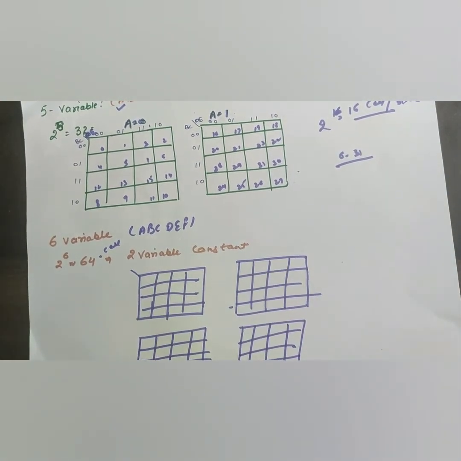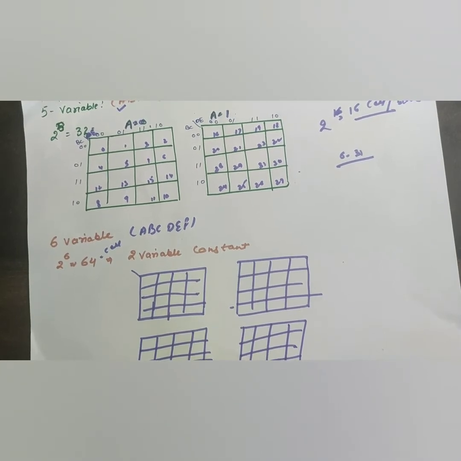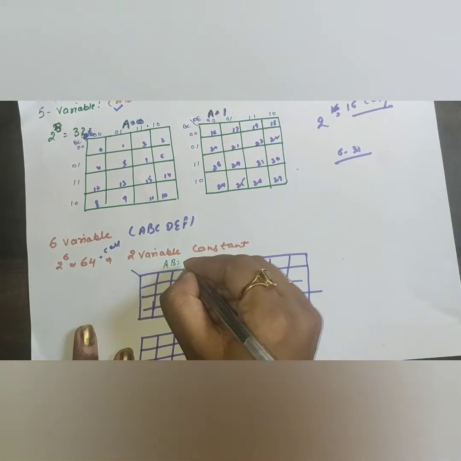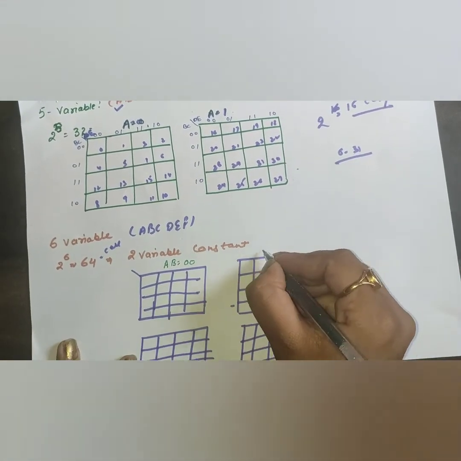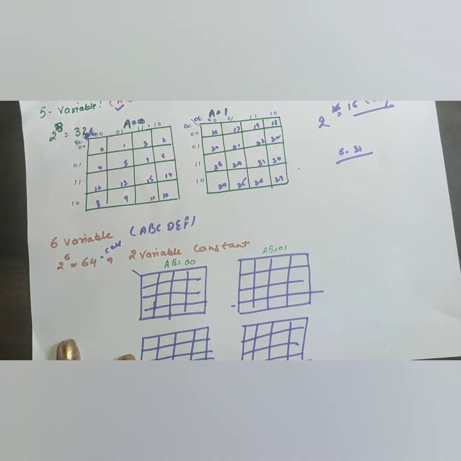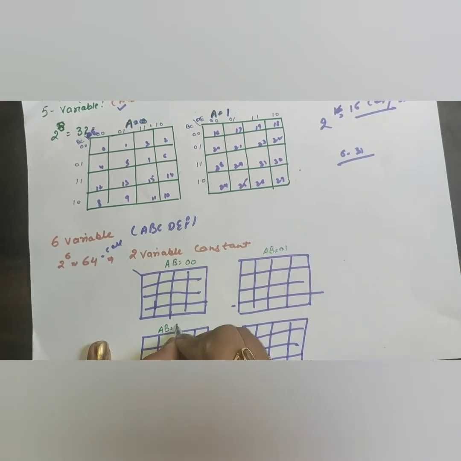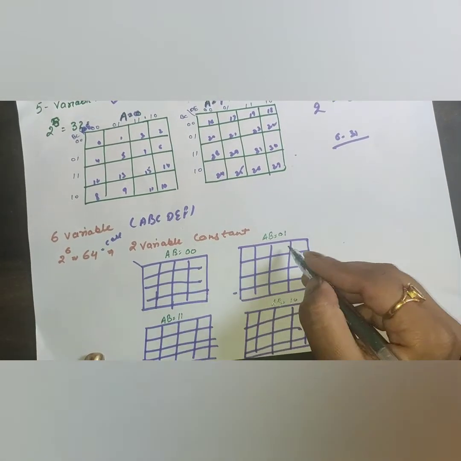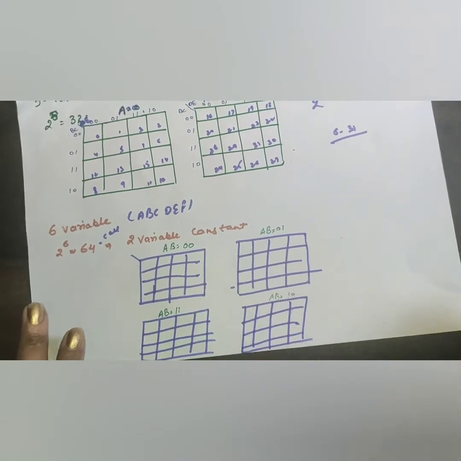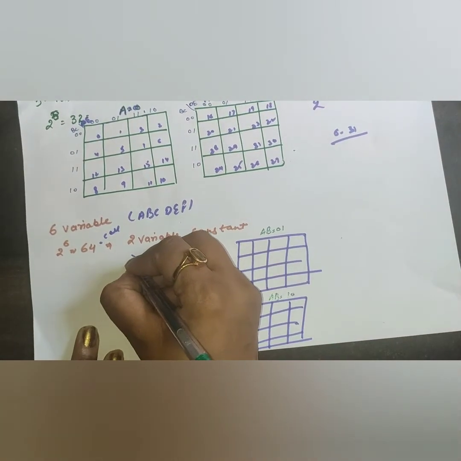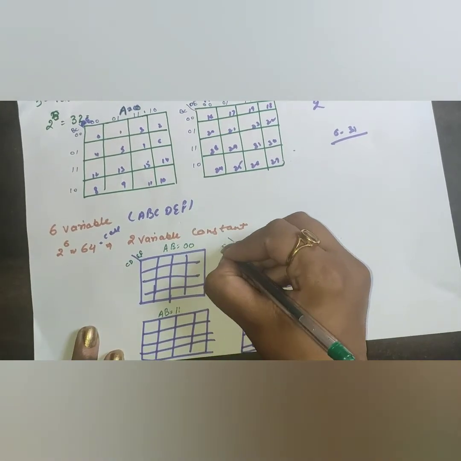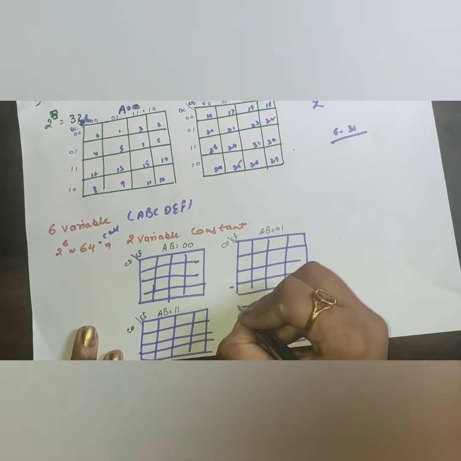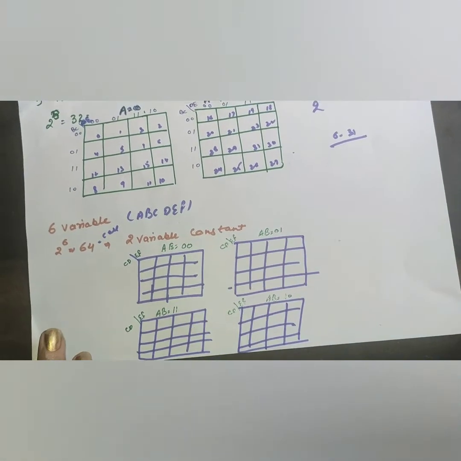Now for each block 2 variables will be common, like this: AB equal to 0, 0 for this block, AB equal to 0, 1 for this block, AB equal to 1, 1 for this block, and AB equal to 1, 0 for this block. 0, 0, 0, 1, 1, 1, 1, 0. The 4 conditions are there. Now C, D, E, F, C, D, E, F, C, D, E, F and C, D, E, F are there.